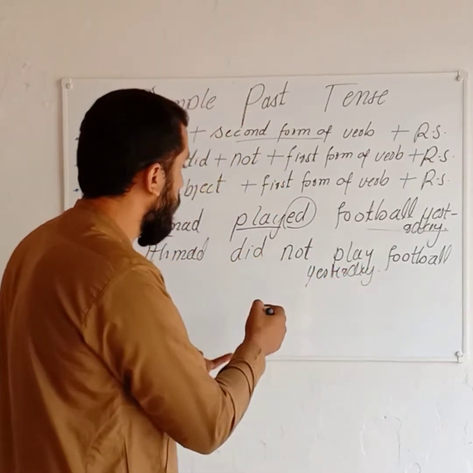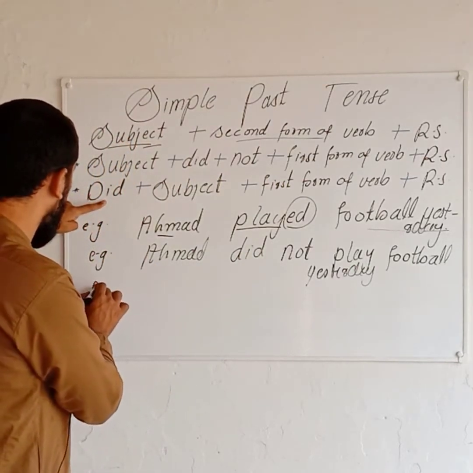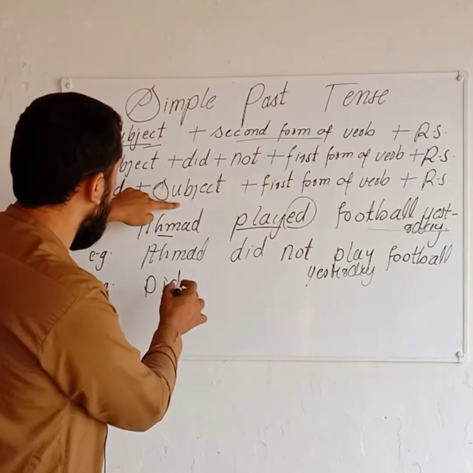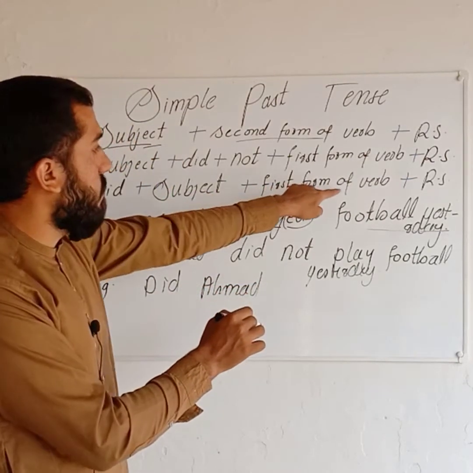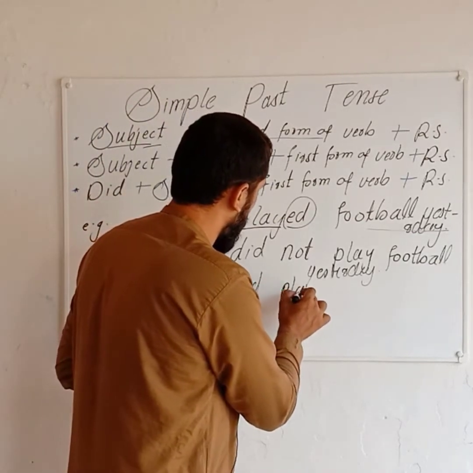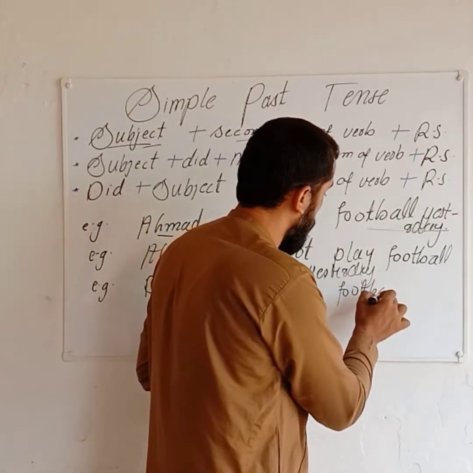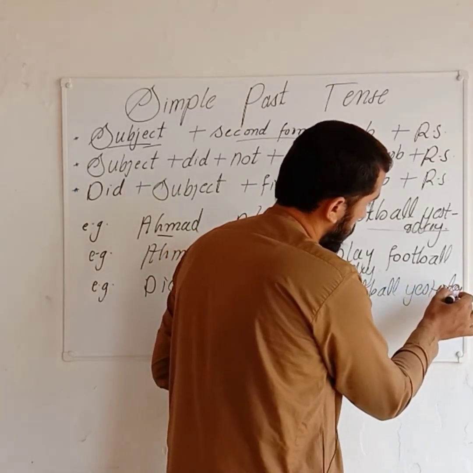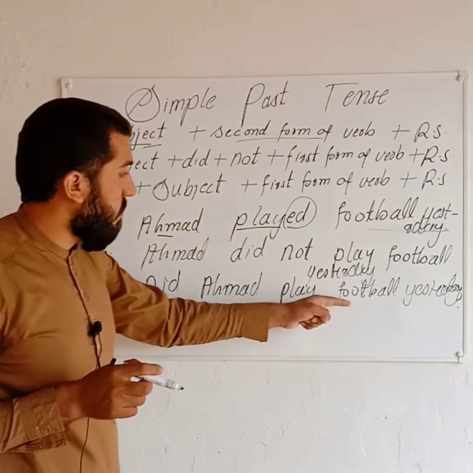If you want to change this one to interrogative, then we follow the last structure. We use did at the beginning. Then again we use subject. The subject is Ahmad here. Did Ahmad, and then first form of verb. The first form of played is play. Did Ahmad play football yesterday? Then the adverb of time, yesterday, and a question mark at the end, because it is a question.